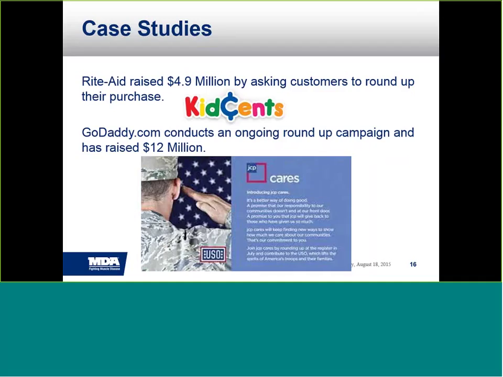So here you'll see that Rite Aid, GoDaddy, and JCPenney are just a few companies that are generating really tons of revenue for their charitable partners through these types of roundup programs. Rite Aid raised almost $5 million last year through this type of ask. GoDaddy's raised over $12 million. And at the bottom of the slide, you'll see an image from the JCPenney Cares Foundation, which has raised several million dollars for the USO. And really, there's just no reason why MDA couldn't be up on this slide soon with examples of our own substantial roundup campaigns.